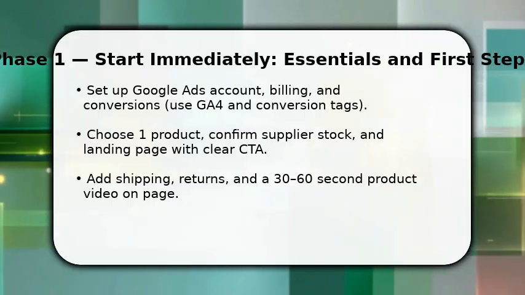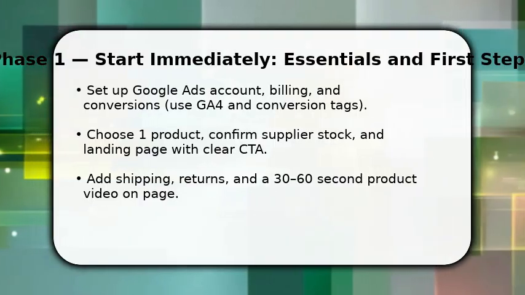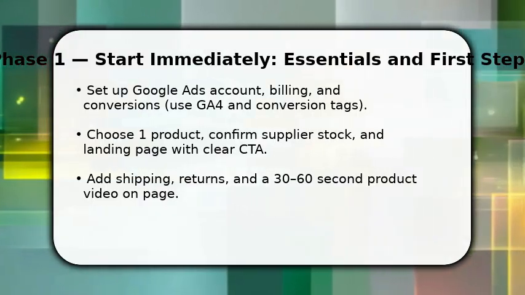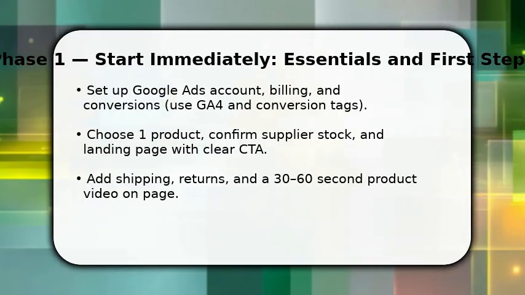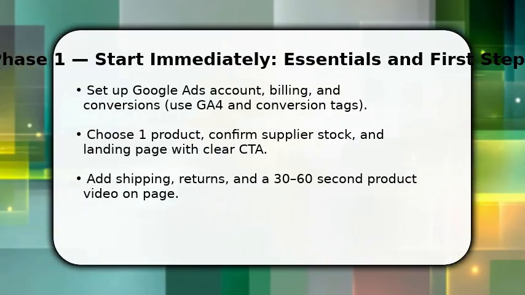You start by confirming the essentials: account, billing, and conversion tracking. Get GA4 linked and a conversion tag firing. Then pick a single winning product and verify supplier inventory so you won't pause campaigns later.